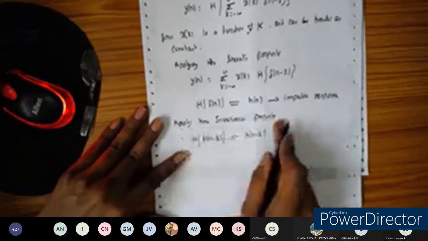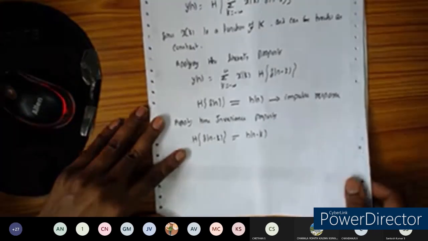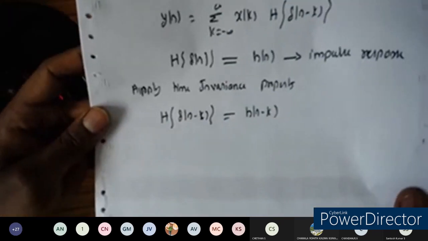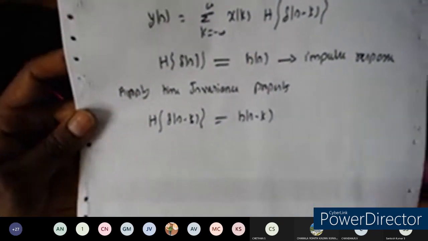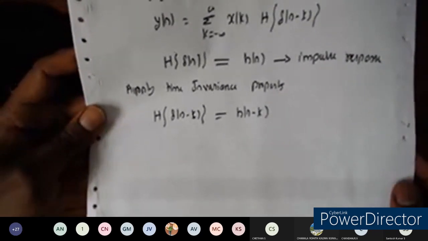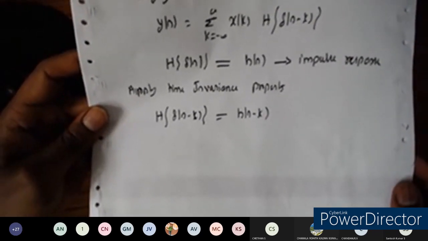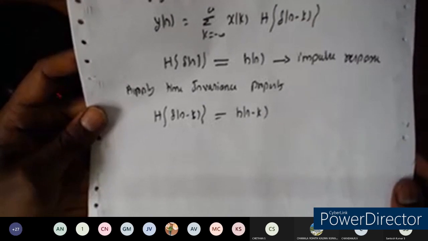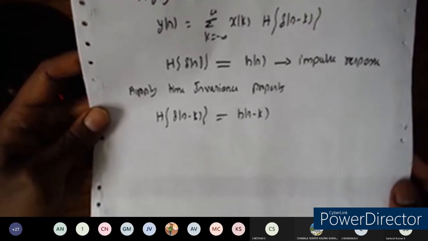So applying the time invariance property, you got it now? Apply the time invariance property: h of delta of n minus k is equal to h of n minus k. This is called the time invariance property we are going to apply.